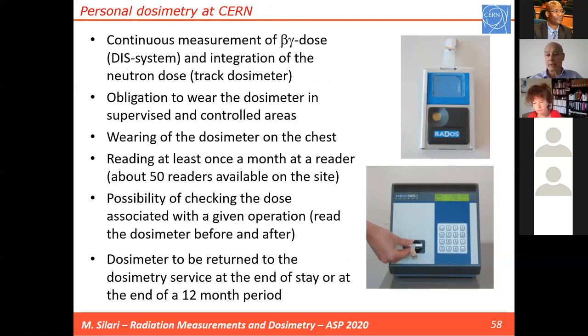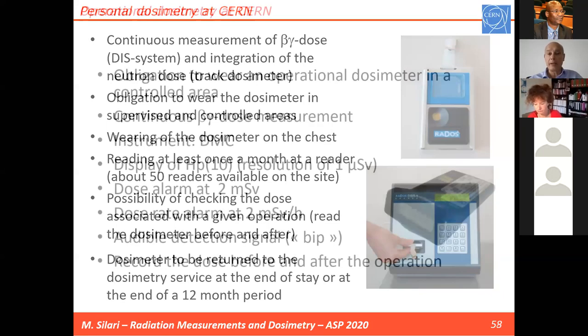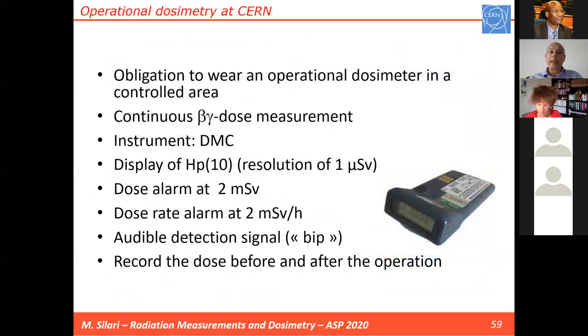In fact, what I explained last week is typically 0.1 microsievert per hour. The operational dosimeter has to be worn in control areas, so not in supervised, but in control areas where you can exceed the 6 millisievert per year. It will give you a continuous reading of the beta gamma dose. The resolution is 1 microsievert. It is a mistake in the slides in Indico, we will change it. You can set dose alarms, for instance, at 2 millisievert or 2 millisievert per hour, and it will beep. The beep rate will increase if you approach a source.